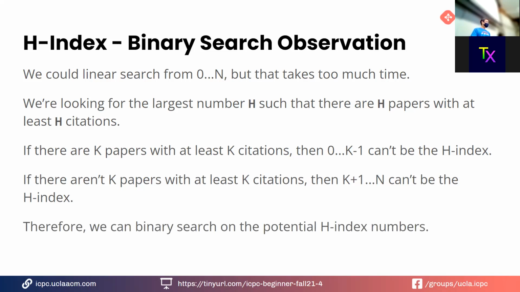We can do binary search on the potential H index numbers, again starting with 0 and going all the way up to n. We take the middle number and then we use our binary search observation to reduce our search space, eventually finding the largest number that satisfies the criteria, which is going to be the H index.